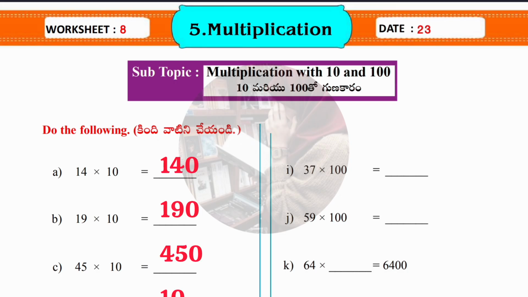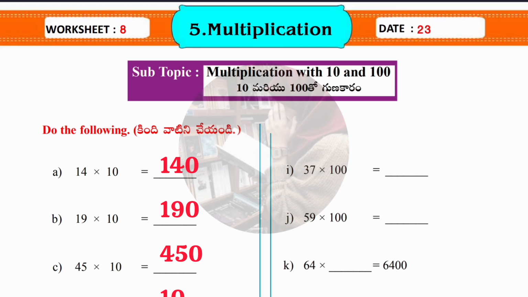So here 14 ones is 14, 1 zero is there, that's why write down 0. 140 is your answer. If you are finding it difficult, just do this as you wish. So 0 multiplied by 14 is 0 and 14 ones 14. So 0 will be the same.